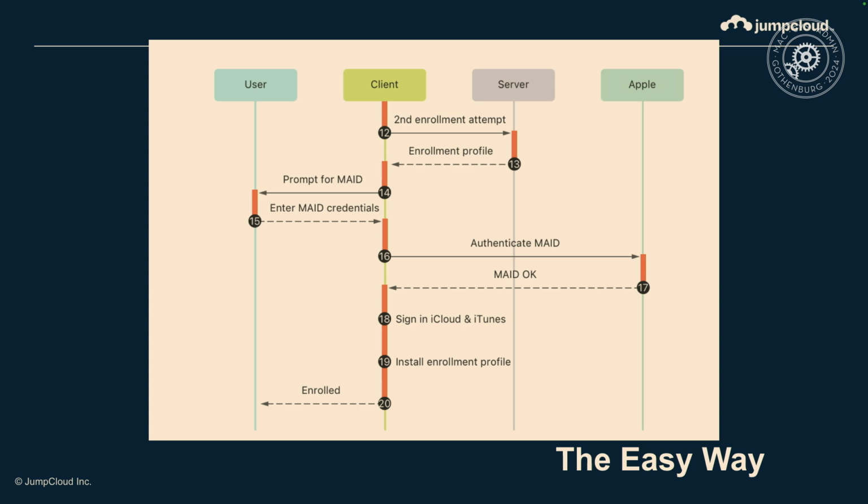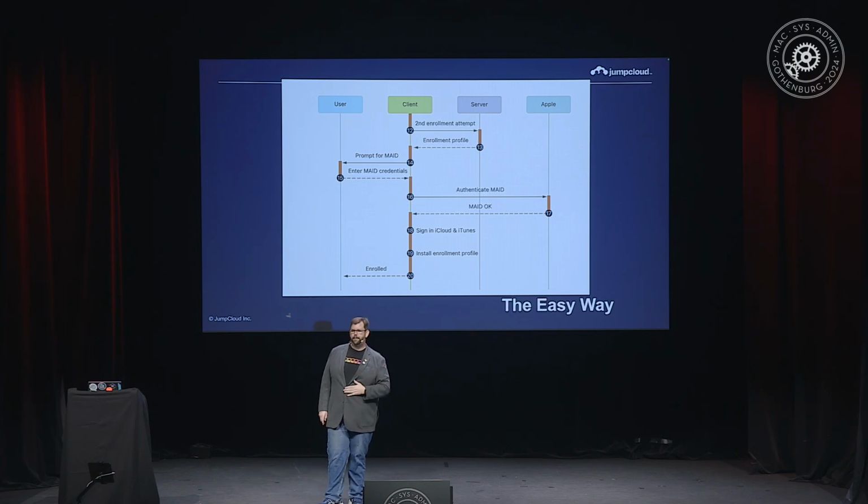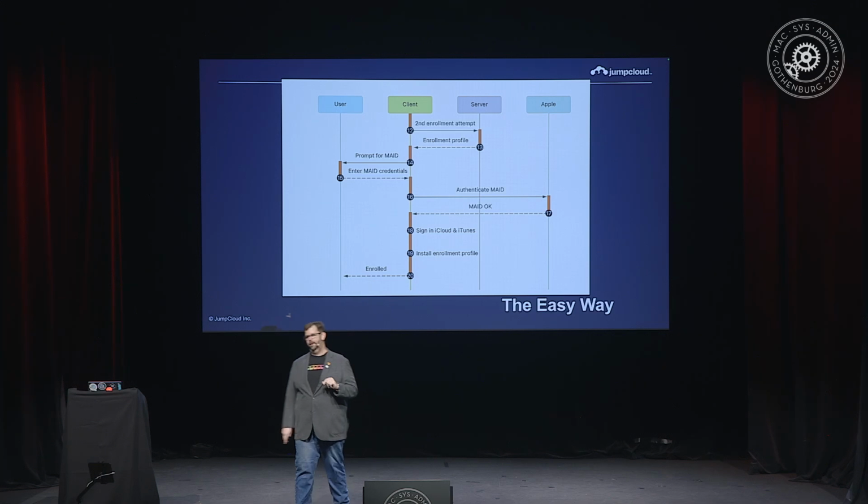At that point, the device prompts the user to sign in with their managed Apple account. And they will enter their credentials directly on the device. That client will then present those credentials to Apple directly, and it will get an OK if that all works appropriately. They will sign in with iCloud and iTunes at that time, install the enrollment profile, which prompts for the PIN, and at the conclusion of that process, you are enrolled. You'll notice that we are at step 20. This goes a lot faster in reality, but this is the whole process diagram. Every part of this might go wrong. You need to know where it is.